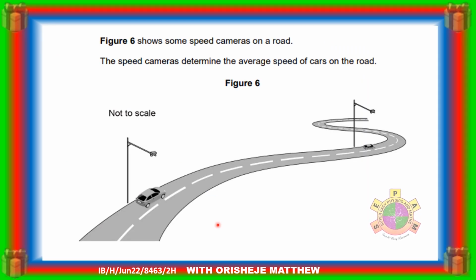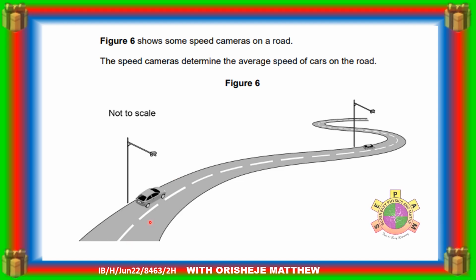Now, figure 6 shows some speed cameras on the road. The speed camera determines the average speed of the car. So if the car is driving from this point down to this side, the camera is recording the average speed of the car.